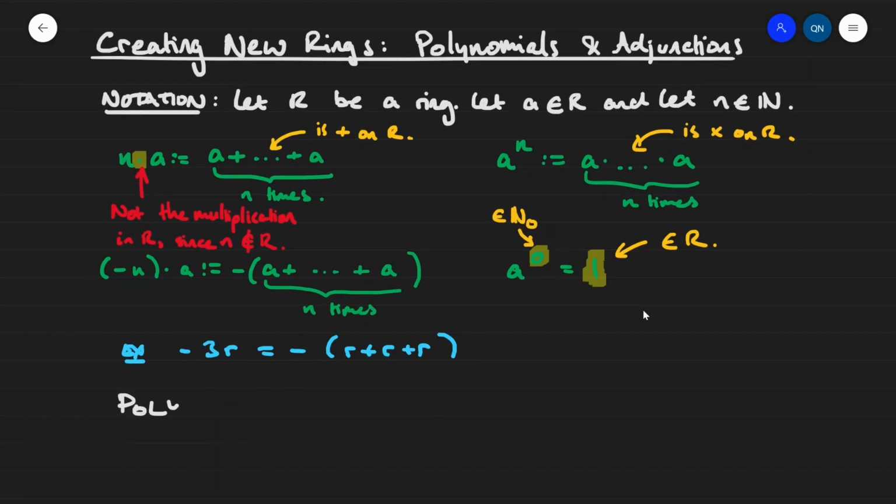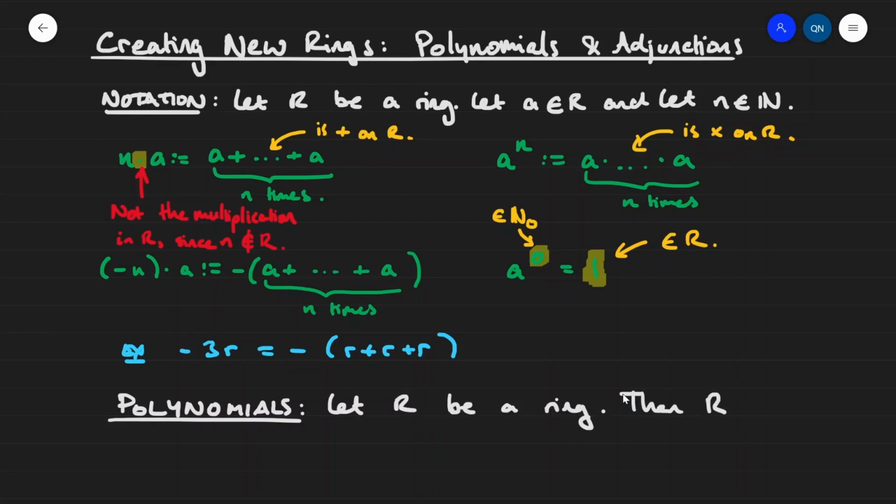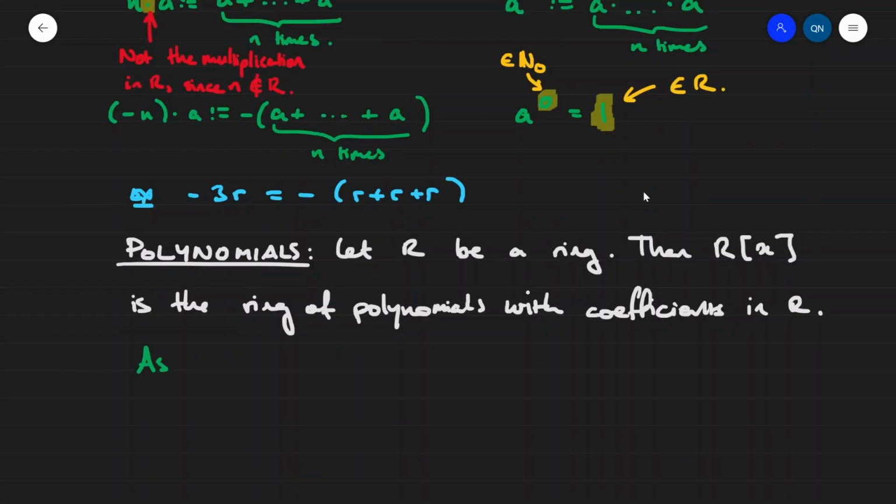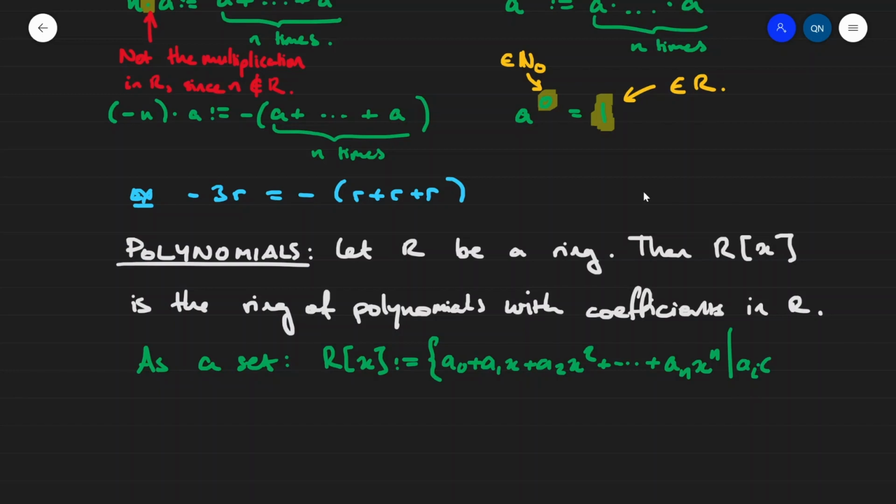Okay, so that's a bit of notation that we'll use, and that should set us up nicely for polynomials. So let's talk about that now. Let R be a ring, then we define a new ring, which we call R adjoin X, to be the ring of polynomials with coefficients in R. As a set, what does this look like? R[X] is just defined to be the set of objects of the form A0 plus A1x plus A2x squared plus ... plus AN x to the n, where each of these AIs are ring elements and n is a natural number, because we want these to be polynomials, so it must terminate.